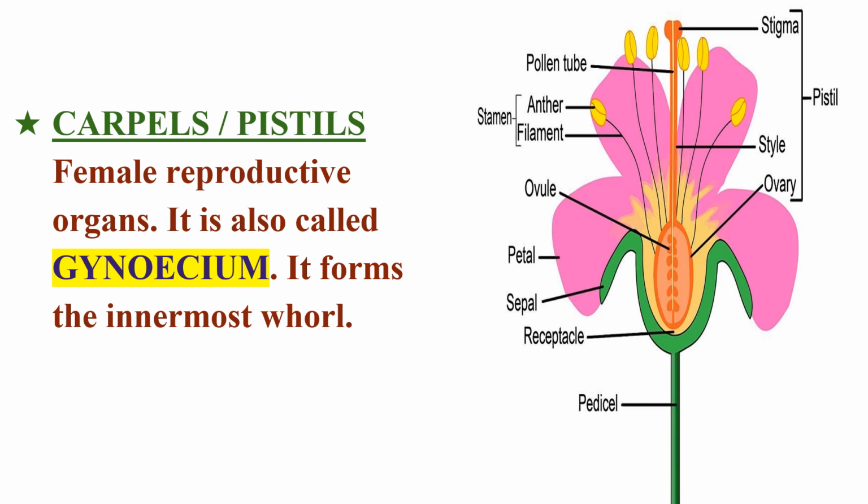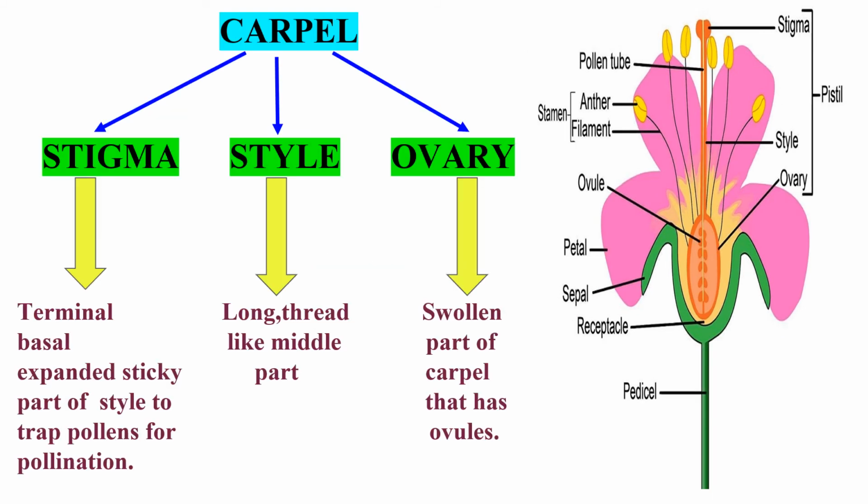The number of carpels in different flowers varies, but each carpel has 3 parts: ovary, style, and stigma. Carpel has ovary, style, and stigma.